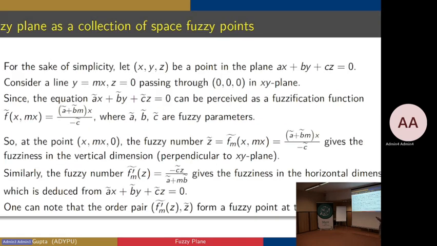Okay, so now we can also see a fuzzy plane as a collection of space fuzzy points, because in conventional geometry a plane is a collection of points. Analogous to conventional geometry, we can see a fuzzy plane as a collection of space fuzzy points. Similarly, in the perpendicular direction we can get a fuzzy number, and when we take the inverse of that function, we can get another fuzzy number, and we know that the product of two fuzzy numbers is a fuzzy point. So we can see a fuzzy plane as a collection of space fuzzy points.